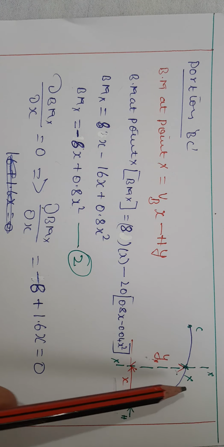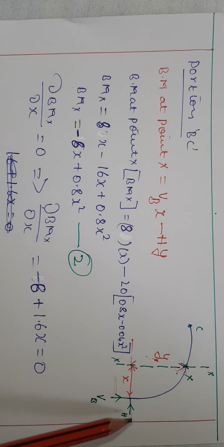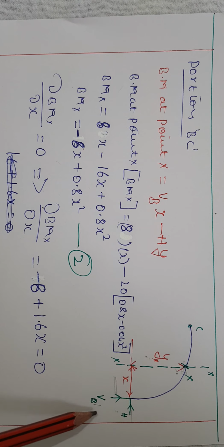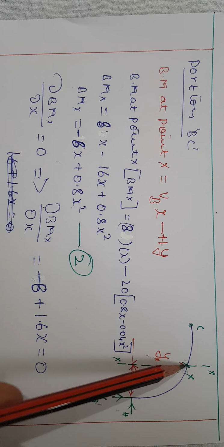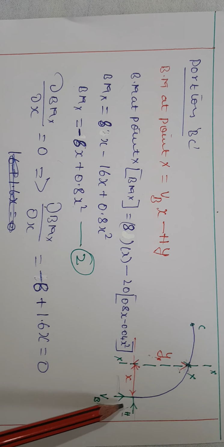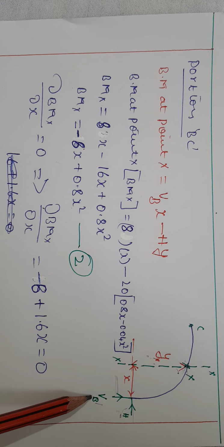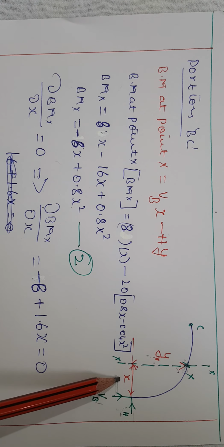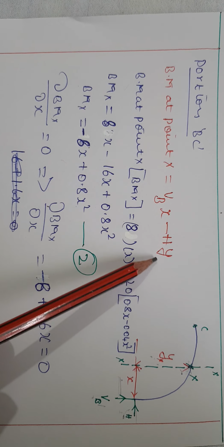Then we have to find the bending moment with respect to this point. We have two forces, one horizontal, another vertical VB. So the bending moment with respect to this point is minus H multiplied by y, plus vertical VB multiplied by x. That's what I have written here. Here the unknowns are x as well as y.